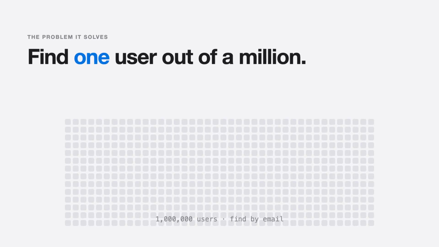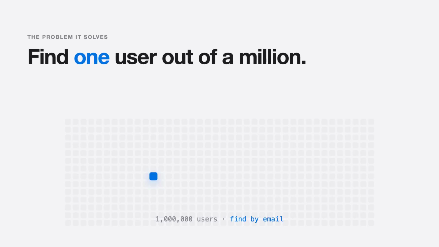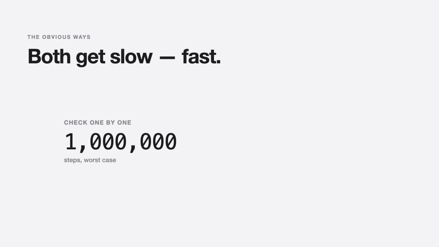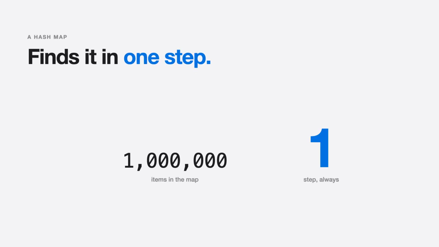Here's the problem it solves. Say you have a million users and you need to find one by their email. Checking them one by one could take a million steps. Even binary search needs the list sorted and still takes about 20. A hash map finds it in 1, not 20. 1, no matter how big the list gets.